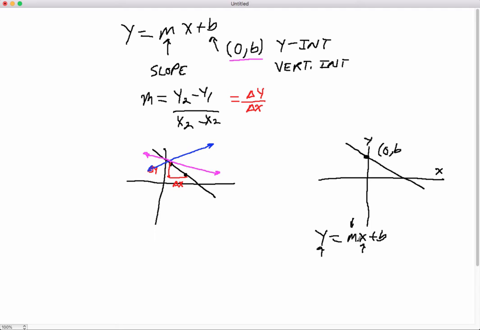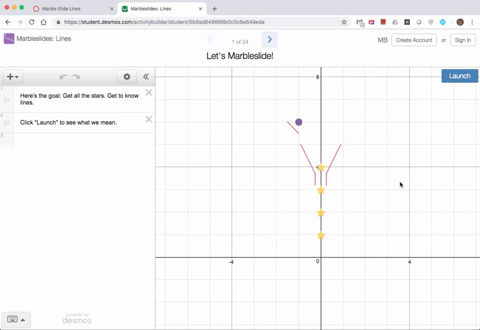Okay, enough of the preliminaries. Let's get working on marble slides. This is a little demo to show you the idea: you want to launch your marbles and take out all the stars.